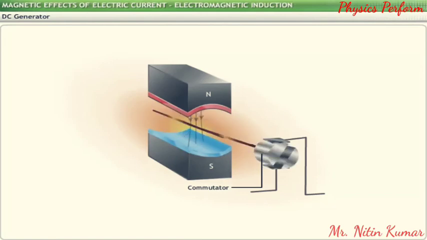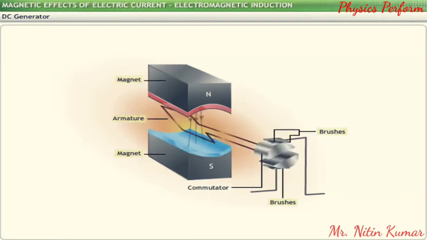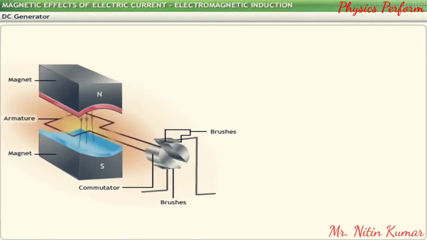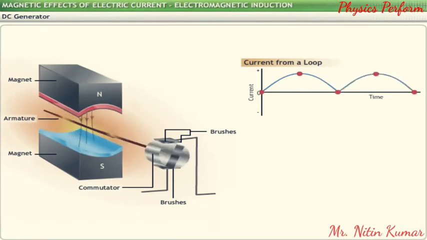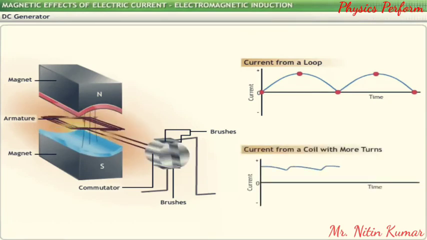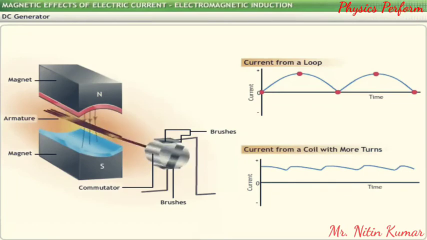A commutator helps in keeping the polarity of the brushes the same to ensure unidirectional current. The other major components of a DC generator are similar to that in an AC generator. A DC generator that contains a loop generates a pulsating DC current. To produce a more stable output, a coil with more turns is typically used.